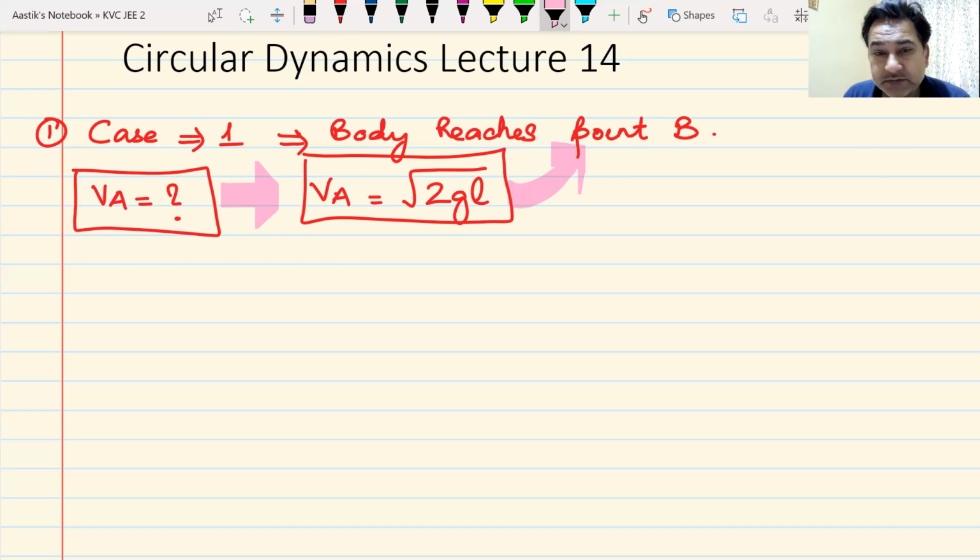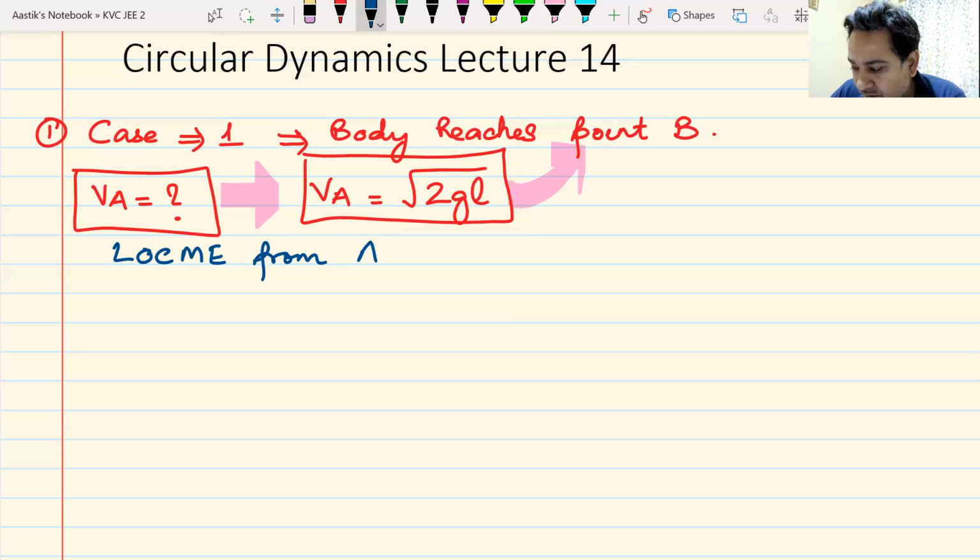How do I do this? By work-energy, sir. Yes, beta? Chalo, by work-energy. The first thing that we do is we apply work-energy, from A to B. Okay, as you say, I apply work-energy from A to B. Tell me the work-energy equation from A to B. Half mv a square plus 0 equals half mv b square plus mgl.